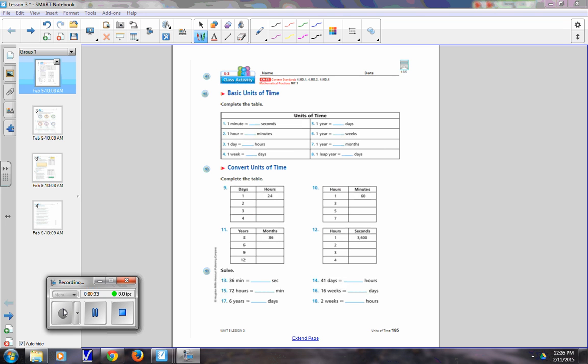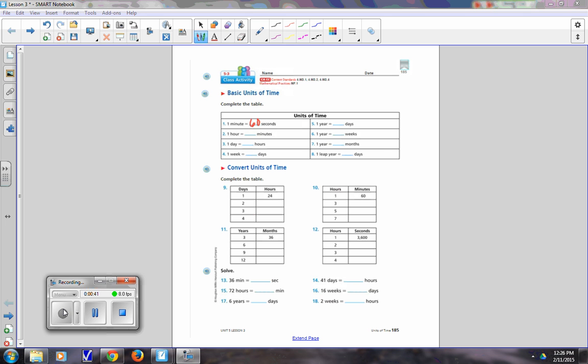So we know, and we know this because we're smart scholars, 1 minute equals 60 seconds. We know that one, right? 1 hour equals 60 minutes. All right. We know that 1 day equals 24 hours. And 1 week, you have 7 days. All of these things are units of time, the length something takes. And they build on one another.